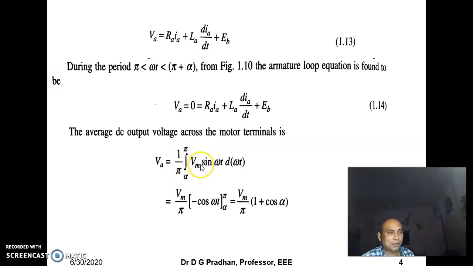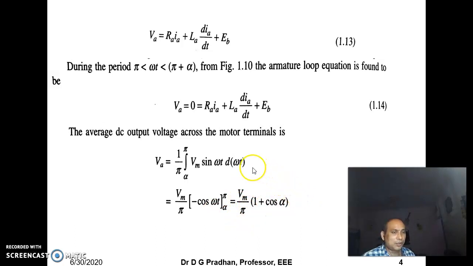The area under the curve is the integration with lower limit alpha and upper limit pi, of Vm sin omega t d omega t, and the base is pi. Integrating this and substituting the lower and upper limits, you will get the average value of the output voltage equal to Vm by pi times (1 plus cos alpha).